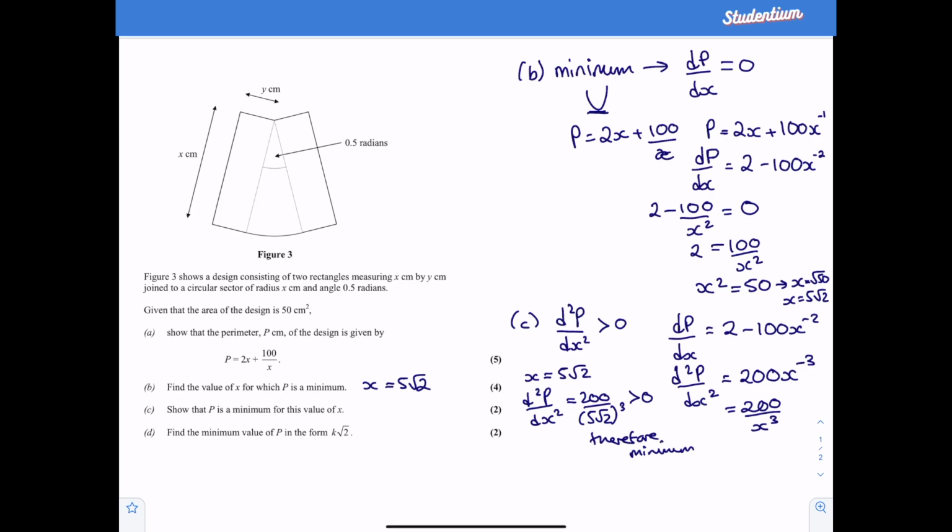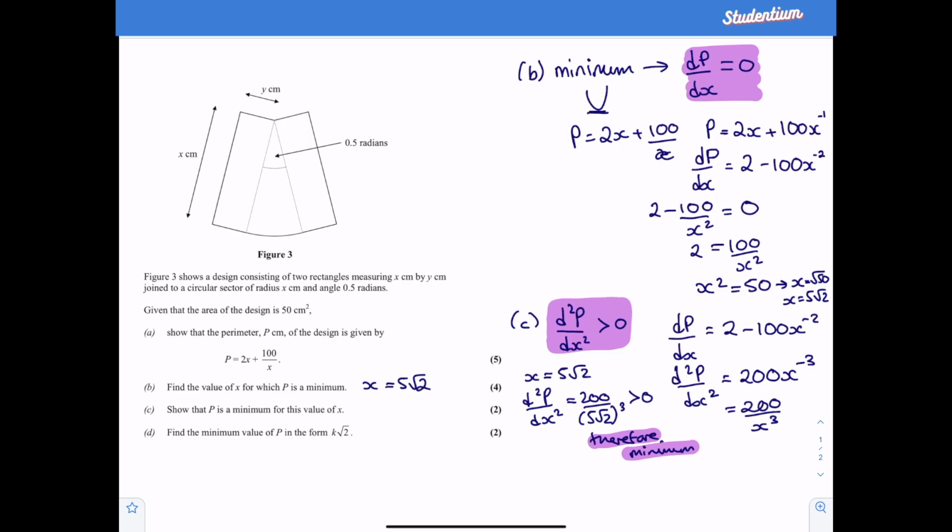So for that particular question, we needed to use the fact that the double differential is positive when we have a minimum. And for part B, we use the fact that if we have a minimum or a maximum or any old turning point, the differential is equal to 0.